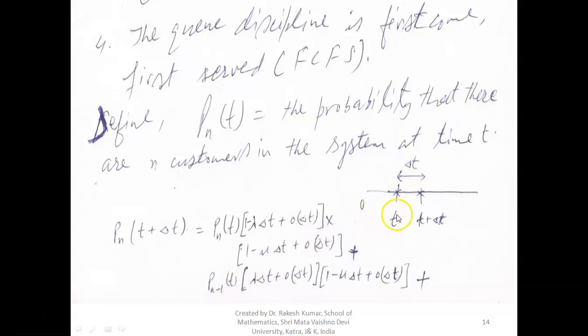It means that at time t there are n minus 1 customers, and one customer arrives during this very small time interval and no departure occurs. So one customer arrives, this is the probability lambda delta t plus o(delta t), where o(delta t) is a function which approximates all the higher order terms in delta t. So this is very small. Now this is the probability of no departure, 1 minus mu delta t plus o(delta t). And according to the Poisson process, two or more events cannot occur during this time delta t.